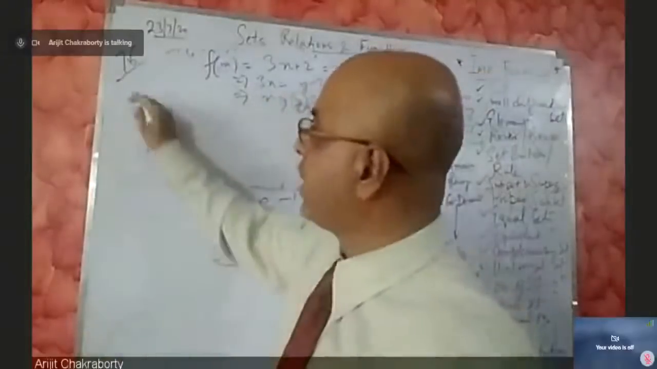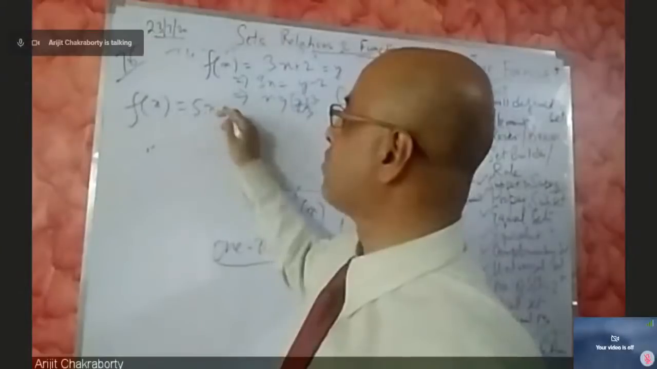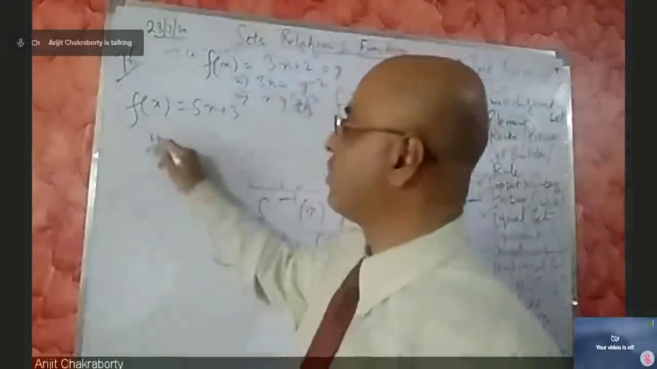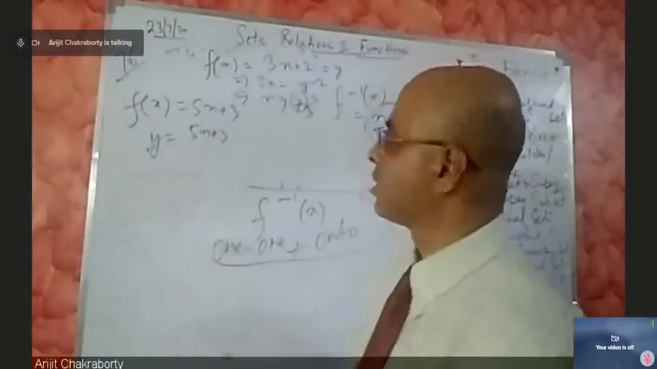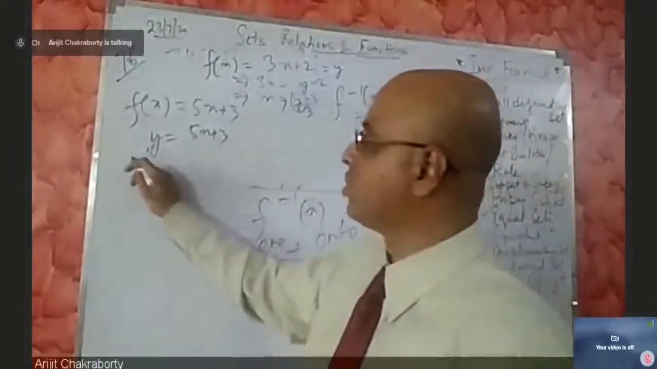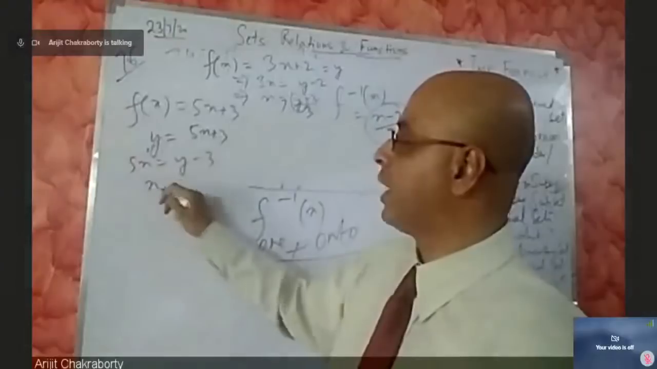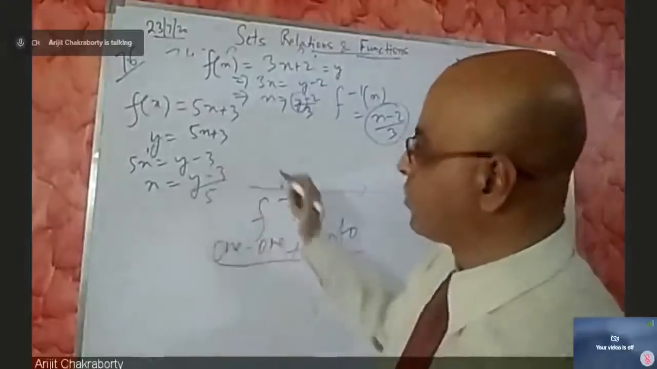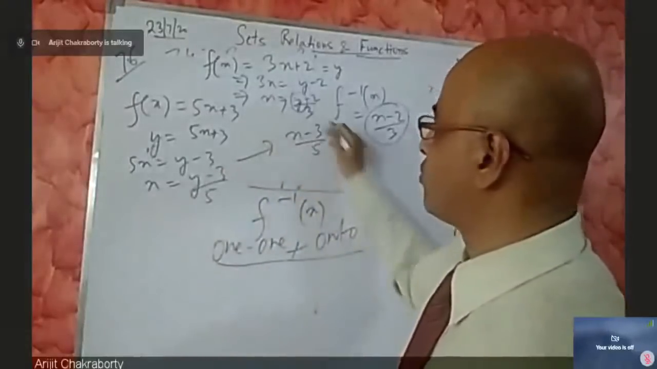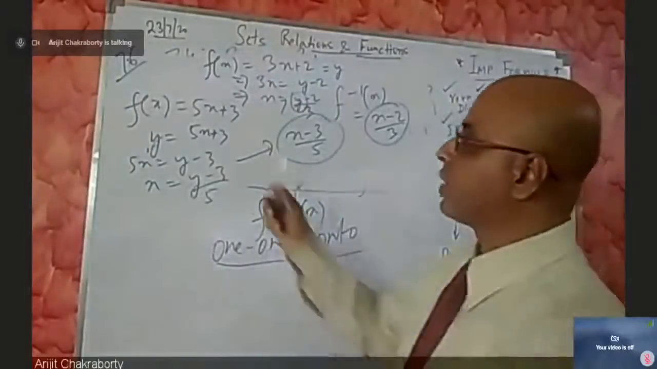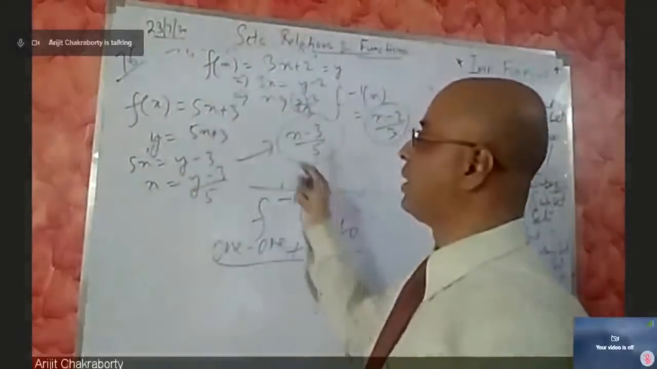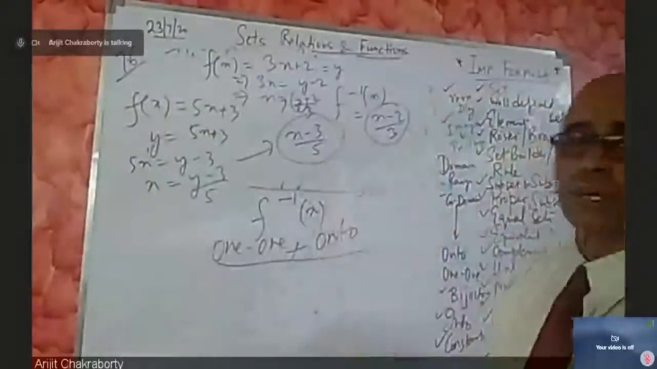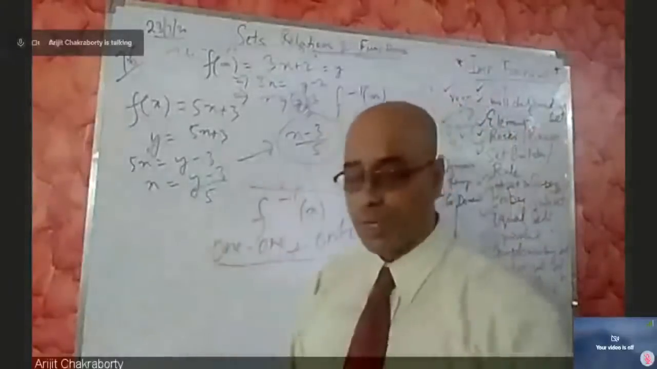Okay, I'll take one more example. f(x) = 5x + 3. The shortcut method is, I'll just write y = 5x + 3. So 5x = y − 3, so x = (y − 3)/5. Now I will just replace y with x. So the inverse is (x − 3)/5. You can see what I have done. Here it was multiplication, here I have divided; here 3 was added, here 3 is subtracted. So f inverse(x) = (x − 3)/5. That is how we solve inverse functions.